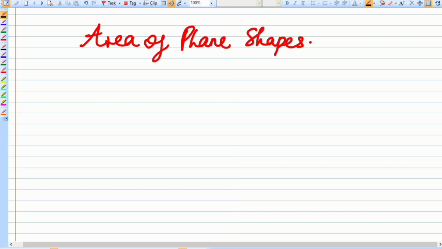Okay, let's look at area of plane shapes. Now, what's area? Area simply means the amount of space covered by an object. Alright, so that's what we mean by area.